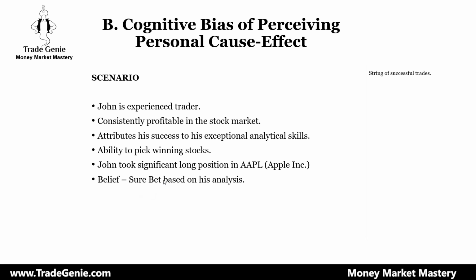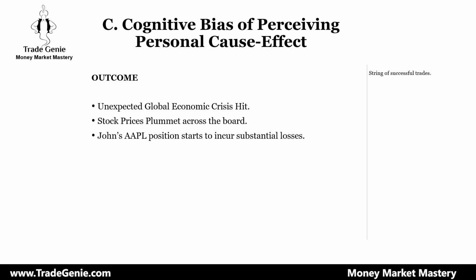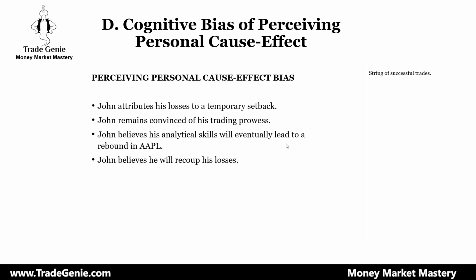A sure bet, meaning 100% winning chances. I go all in. What happened? An unexpected global economic crisis hit. Somewhere somebody dropped the bomb, and the news comes out, let's say on Saturday morning, and he opened the position on Friday. On Saturday morning, he cannot do anything. Now comes Monday, and stock prices plummet across the board. The futures market opens and everything is going down, and his Apple position starts to incur substantial losses. Apple is just crashing.